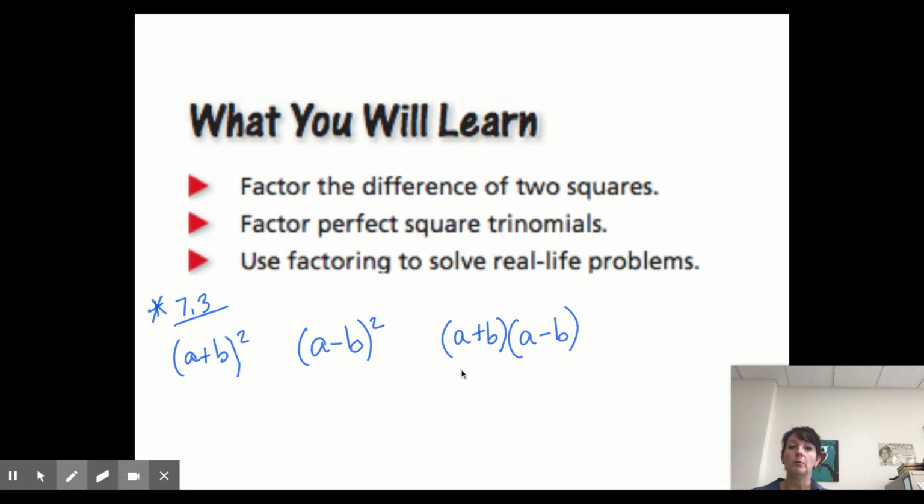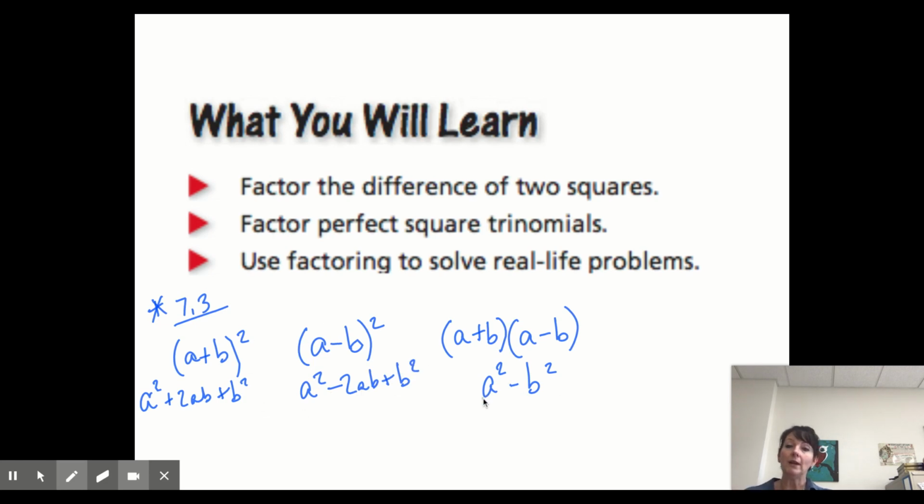And instead of having to go through the process of foiling it, we knew that this would end up looking like this when we multiplied it, right? We had a squared plus 2ab plus b squared. Here we had a squared minus 2ab plus b squared. So just to kind of give you an idea.